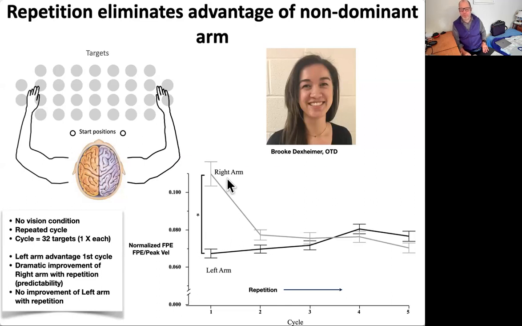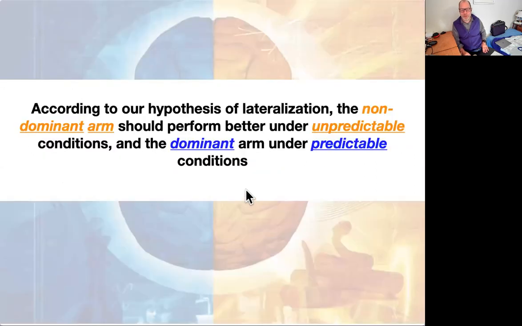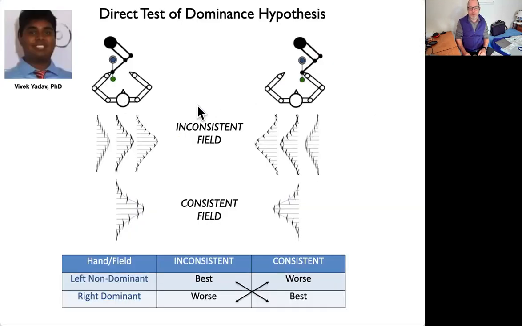So this has to do with the predictability of the things that we're looking at. According to our hypothesis of lateralization, the non-dominant arm should perform better under unpredictable conditions, just like Vallortigara and Rogers described for other species, and the dominant arm under predictable conditions.